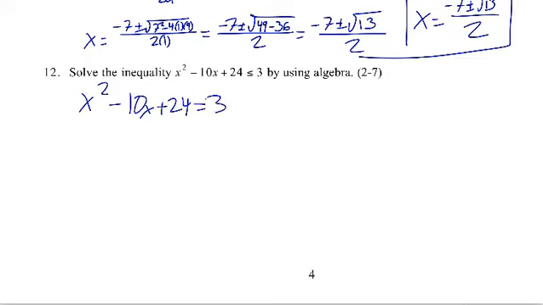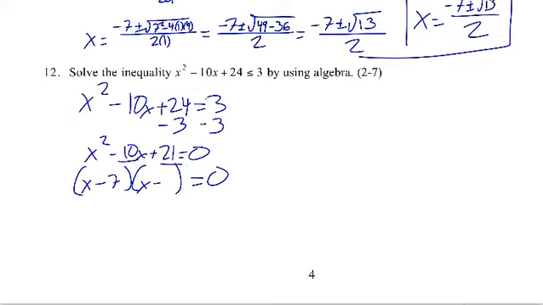We're going to try to solve for x, so let's get everything on one side so we can factor, giving us x squared minus 10x plus 21 equals 0. Factoring this out, we need to come up with two numbers that multiply to 21 but add to negative 10, which are negative 7 and negative 3. From here, we can break this up. We've got x minus 7 times x minus 3 equals 0.